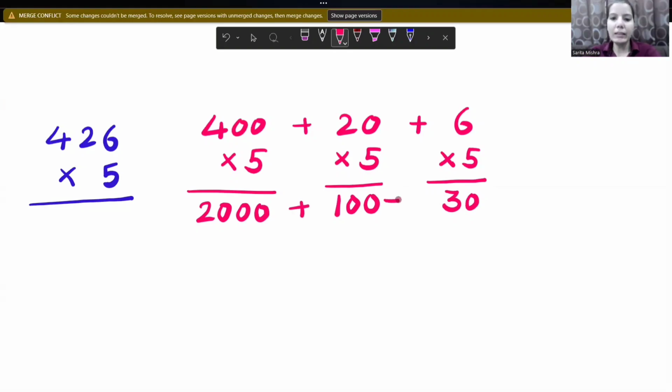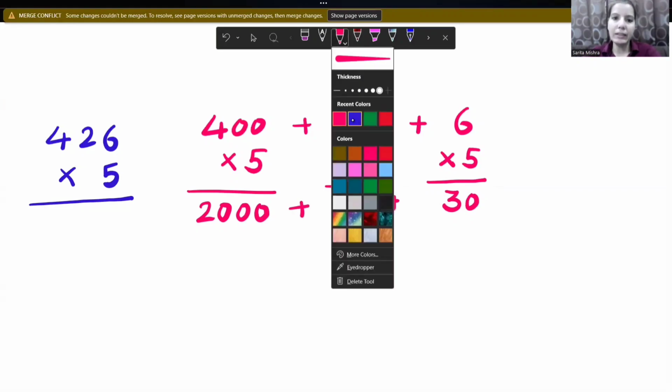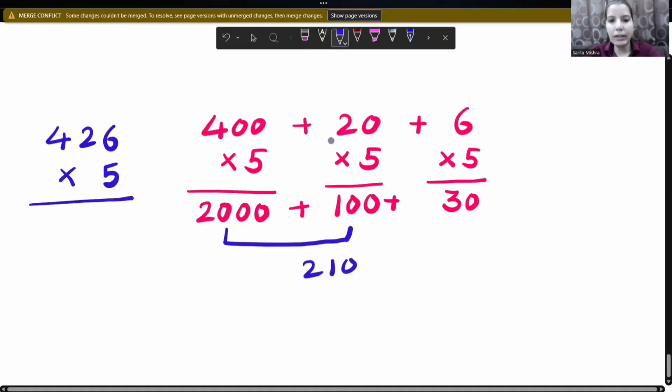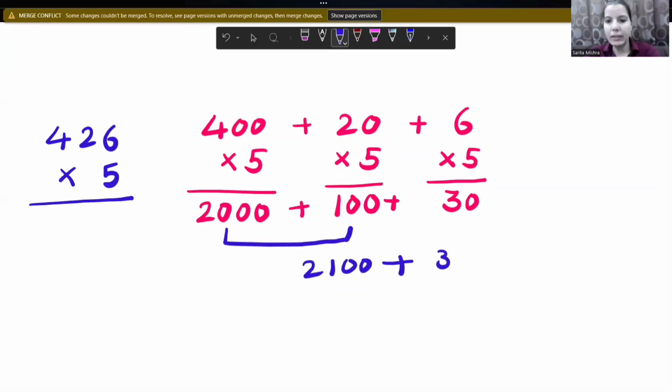Now can we add these numbers together? Yes, it is easy now. So 2000 plus 100 is 2100. And 2100 plus this 30 will give us 2130. This is our final answer to this question.